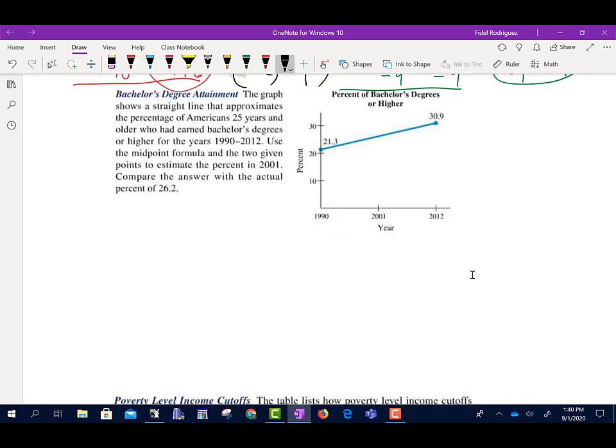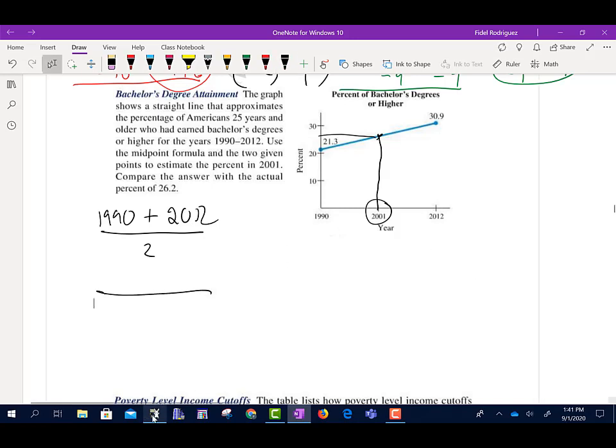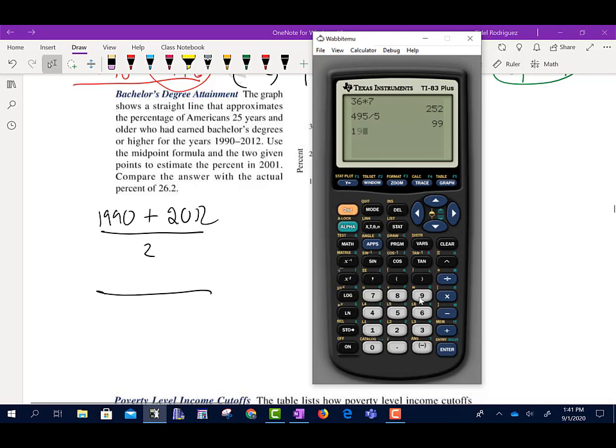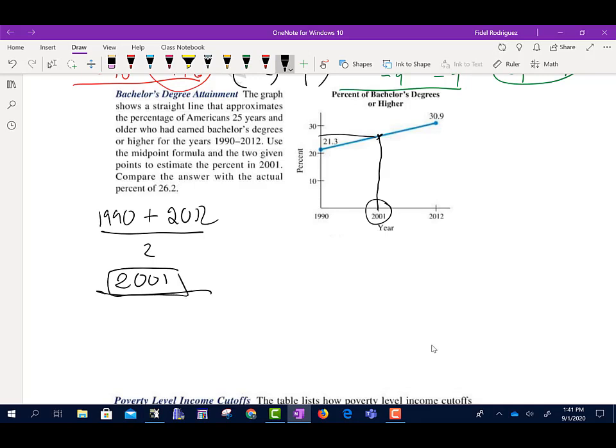So what I want you to notice here, 2001 is right in the middle. What we're trying to figure out is what is that y coordinate right there, okay? So I want to show you something. If I were to take 1990 and add 2012 and divide it by 2, let me grab my calculator. It's right here. Turn it back on. 1990 plus 2012 and 4002 and divide it by 2, we would come up with 2001, right? Okay, so we know that that is the x coordinate of the midpoint of this segment, right? We're just trying to find the y coordinate.